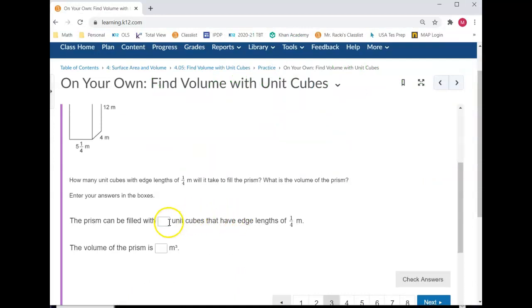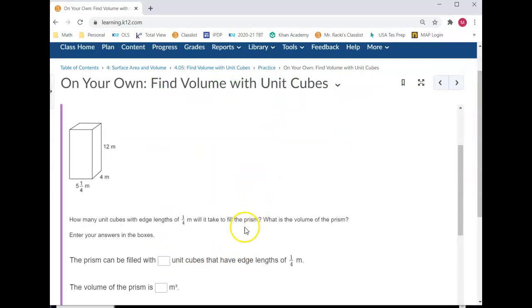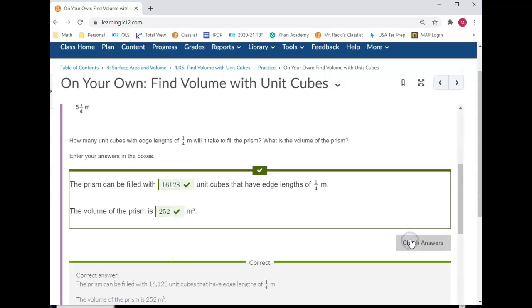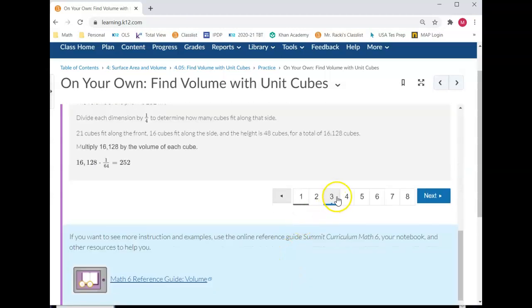The prism can be filled with 16,128 unit cubes of that length. The volume is 252 meters cubed. Let's check it. Yes, it's right. Awesome. Let's look at another one.